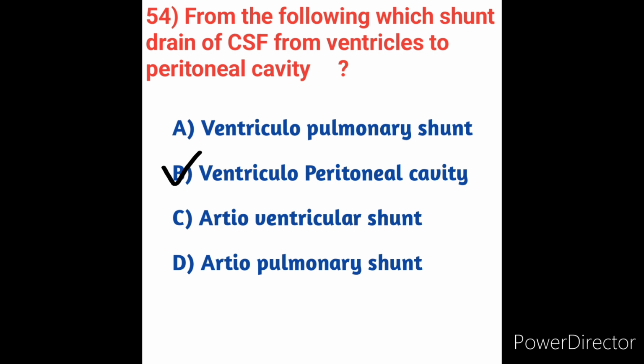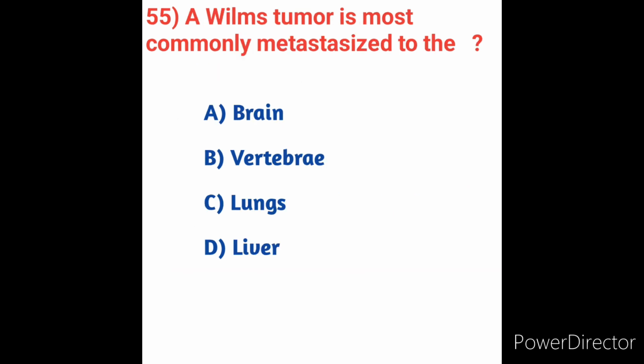Next we will move on to question number 55. A Wilms tumor most commonly metastasizes to which organ? We will see here options. Option A brain, option B vertebrae, option C lungs, option D liver.